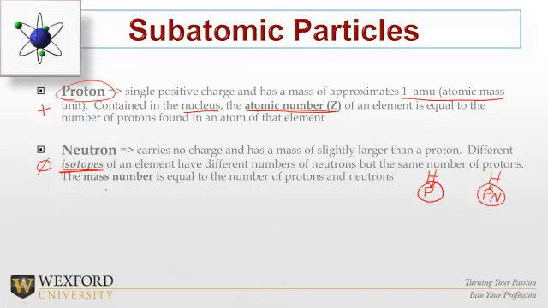So the mass number that we're going to see on the periodic table is equal to the number of protons and neutrons, adding them up together. So the mass number right here in this example would be 1, but the mass number of this isotope of hydrogen would be 2. And we'll get into what that really means in a little bit.